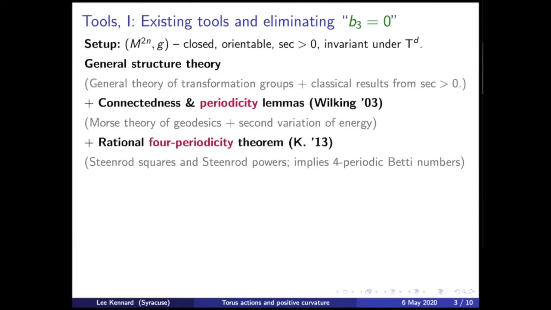The next result that's important for this is work from my thesis work. So this was at UPenn working with Wolfgang Ziller. There we looked at this topological conclusion and just studied that using Steenrod squares and Steenrod powers. And what we did was refine the conclusion of this periodicity lemma. And specifically, it implies that with rational coefficients, the cohomology is 4 periodic.